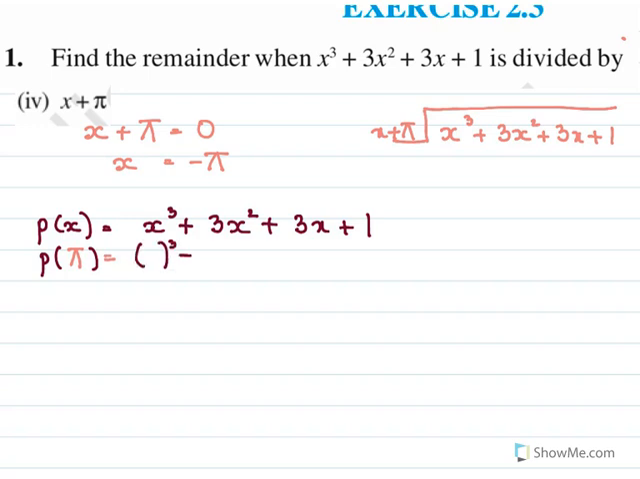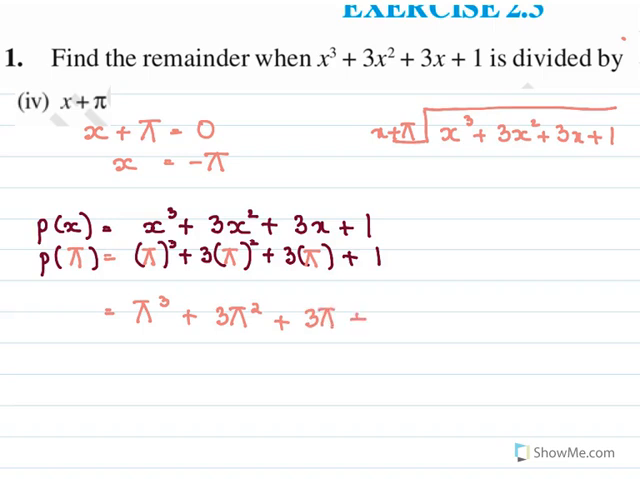So this was x cube here, 3, this is x square, 3, this is x plus 1, and for x I put pi. So this would be now pi cube plus 3 pi square plus 3 pi plus 1. This would be the remainder.